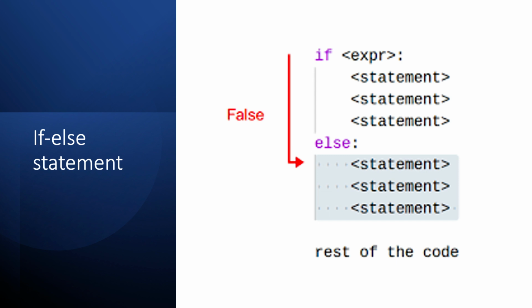Now this slide also visually emphasizes the binary decision-making process. Either the statements within the if block execute, which in this case the condition is true, or the statements within the else block execute, in this case which the condition is false. And after executing the appropriate block of code, the program continues with the rest of the code that follows the if-else statement. Now this ensures that one of the two code paths is always taken, which provides a clear way to handle different outcomes based on a condition.